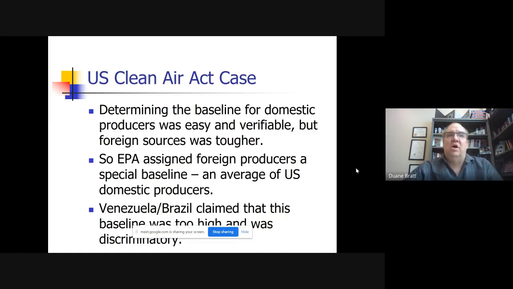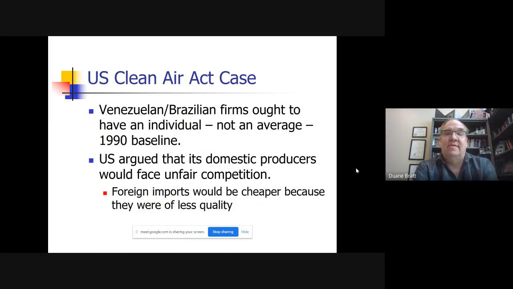So the EPA took a shortcut. And this shortcut would end up biting them later on, where they assigned one baseline for all foreign companies, and that baseline was an average of the American domestic producers. Venezuela and Brazil claimed that the baseline was too high and was discriminatory. They said that instead, foreign companies should be treated the same way as American companies. Basically national treatment, an important principle in trade law, not an average.